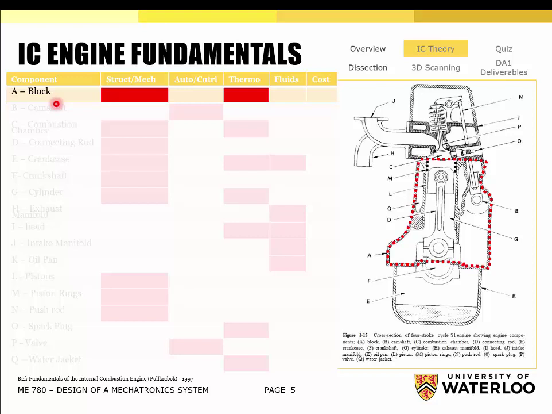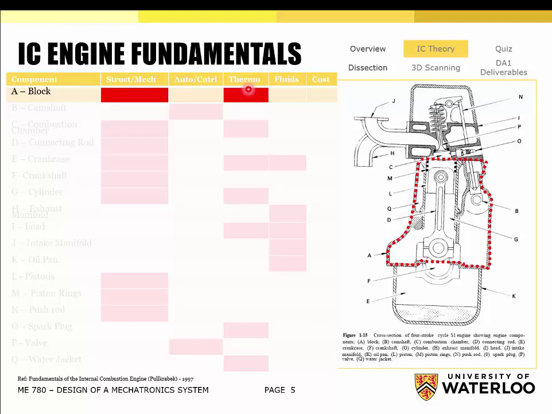So now we're just learning the nomenclature of what we're physically pointing to when we look at something on the engine. And then I have different columns here that highlight if it's part of the structural mechanical, the automation and control, the thermodynamic processes, the fluids processes, or the cost, okay? I think we made the argument last lecture that you can apply all of these categories to every single component, but the ones I have highlighted here are pretty much the most critical or the most significant ones.